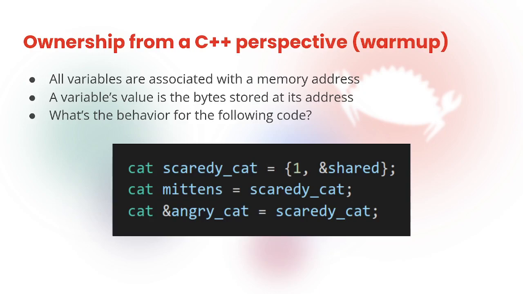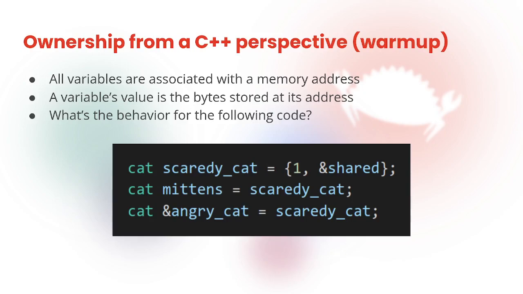What about this guy? Cat& angry cat = scaredy cat. What does that do? C++ syntax is weird. It makes a reference. Is that a pointer or a reference? Because there's a difference, but I don't know what the difference is. You don't actually have to explicitly dereference references.